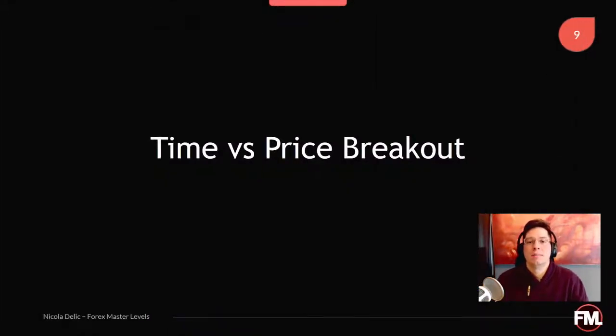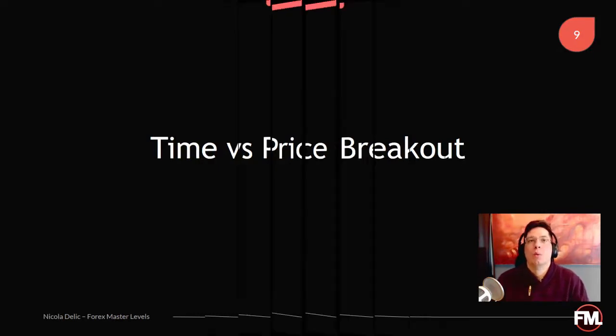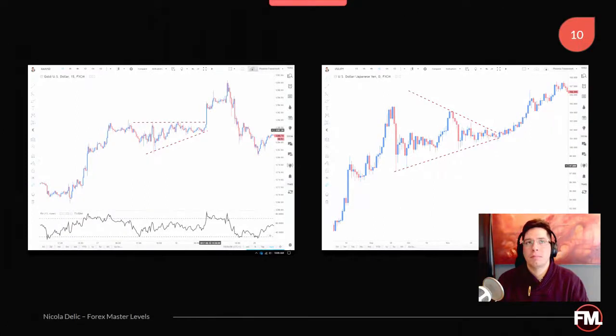The next part that can be handy to confirm if you should enter that breakout play or not would be to look at the time versus price breakout. And what I mean by that is simple. When breakouts happen, the market should give you momentum, because we are clearing some supply or demand zone and we should see some disbalance between the two. So we should see a stronger movement.